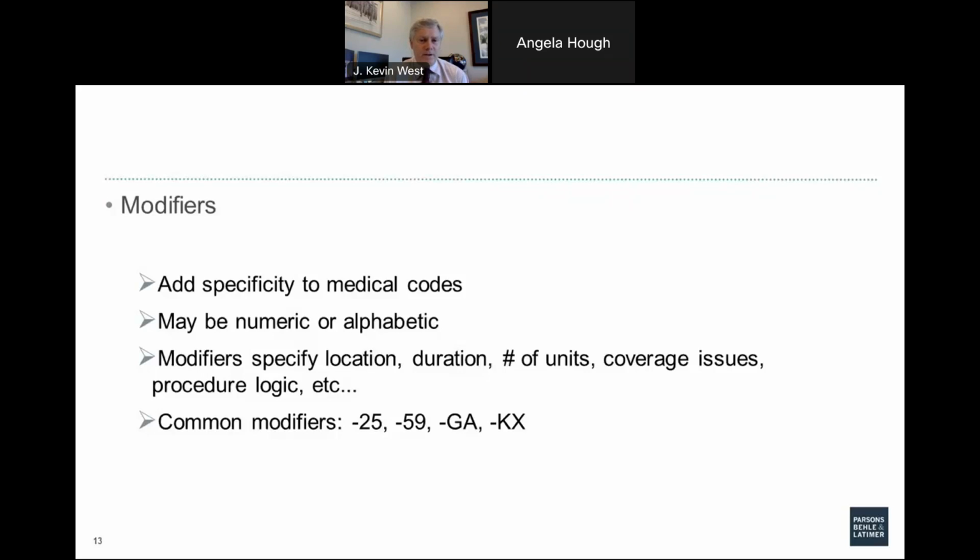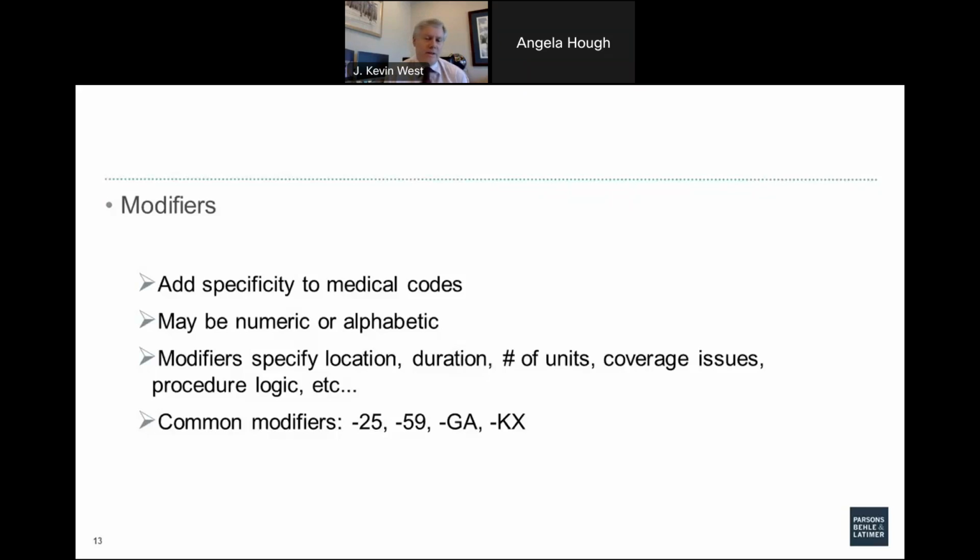Another modifier is the 59 modifier, which is used when multiple procedures are being performed, and it tells the payer, hey, these are distinct areas of the anatomy. So it's mainly to tell the payer that we are not trying to unbundle, but we are rather performing distinct services in distinct places on the anatomy.